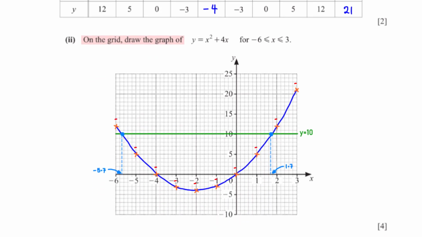So on the grid, we plot all the points in the table and connect the points with a smooth line.